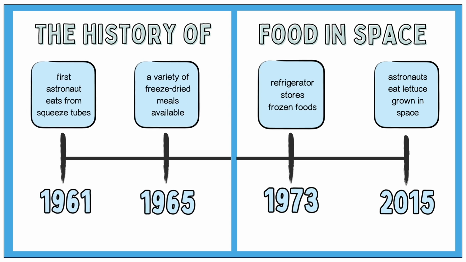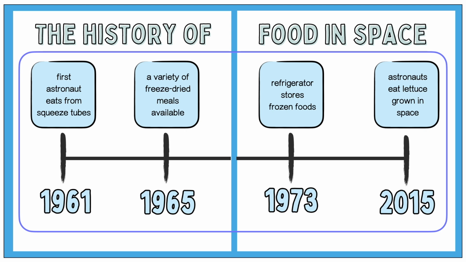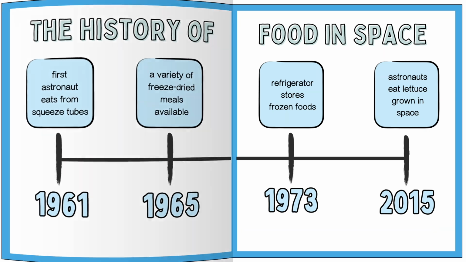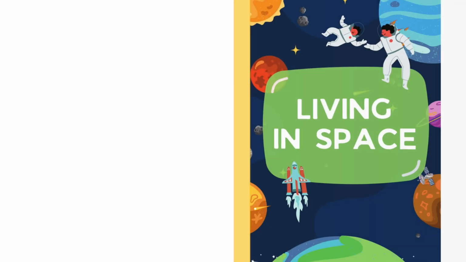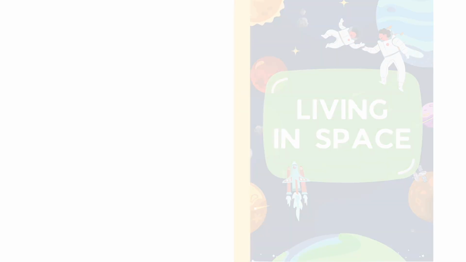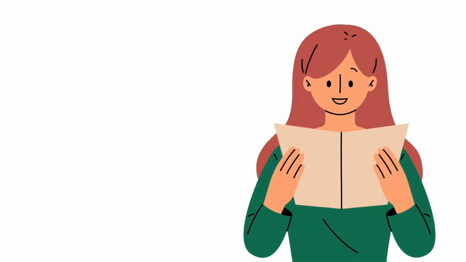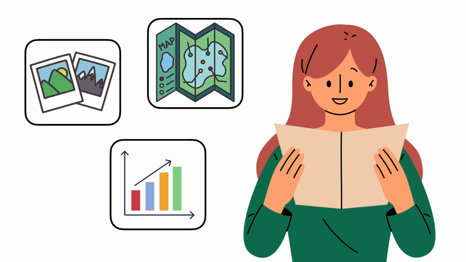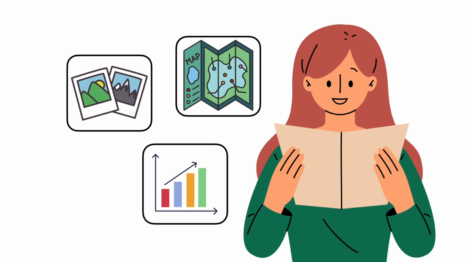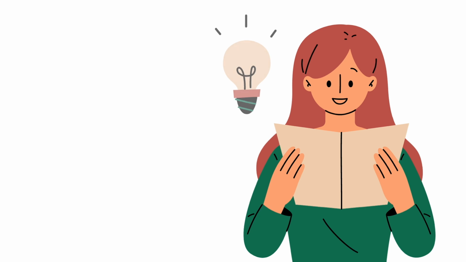All of these events being laid out on the timeline helps us understand how food for astronauts in space has developed over the years. Great job using those text features to get the most out of this book. The next time you read a text, be sure to take notice of text features that the author gives you. Consider how those tools fit in with the text and help you understand it at a deeper level.